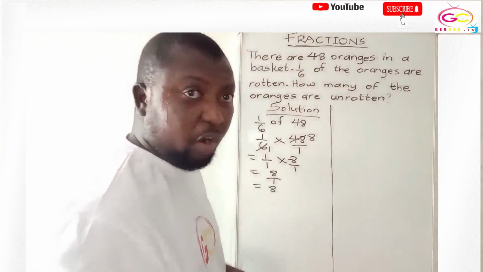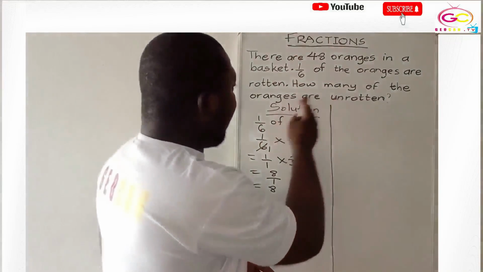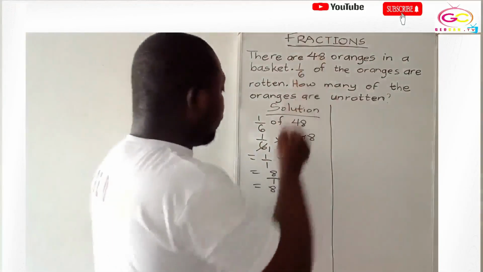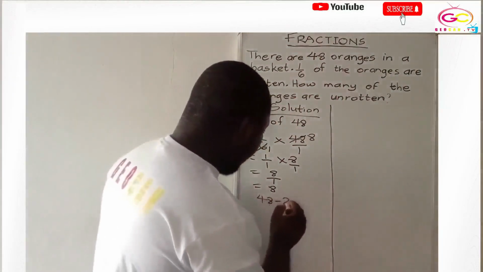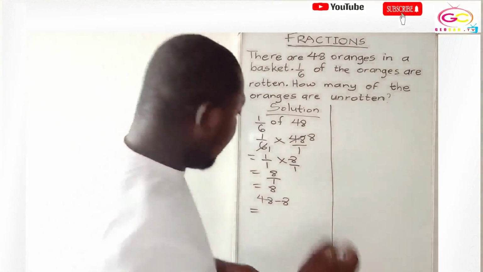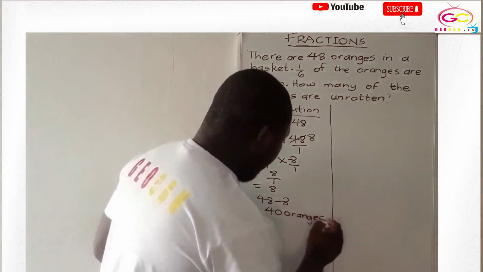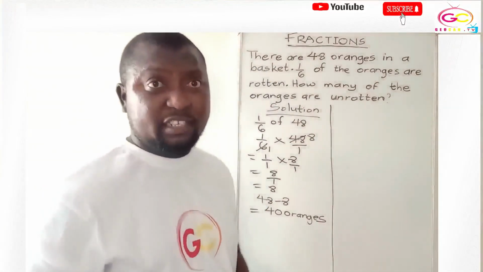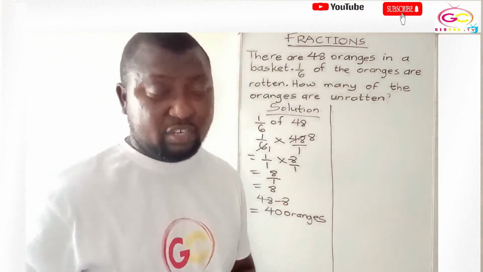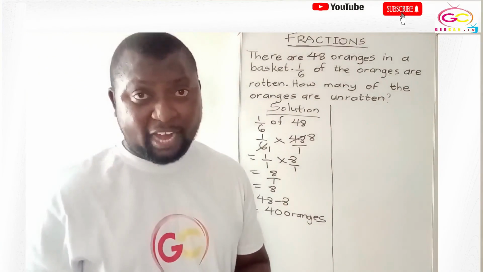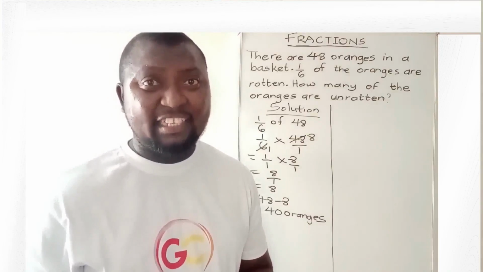which is 8 oranges, right? Good. So this is the number of oranges which are rotten, but the question is seeking for the number of oranges which are unrotten. So we could just subtract the 8 from the 48, the total number of oranges. So 48 minus 8, this is easy, it's equal to 40. So 40 oranges. So it means 40 oranges are unrotten in the basket. This is easy, right? Good. Now, let's go on a quick break. And when we return, we will use the second method in tackling it.